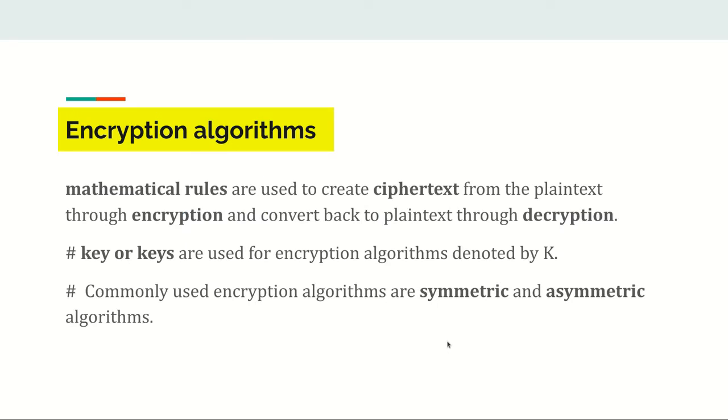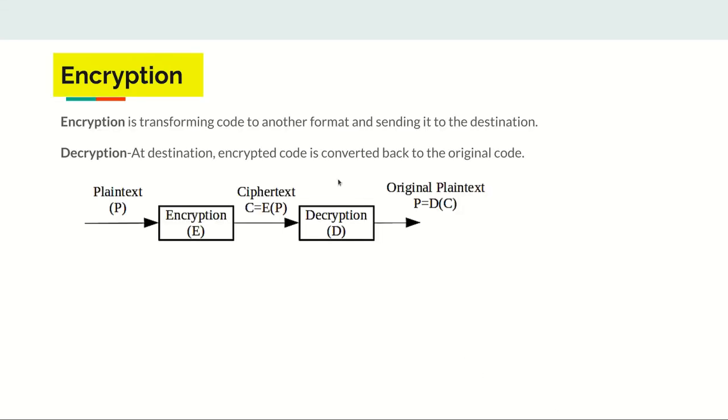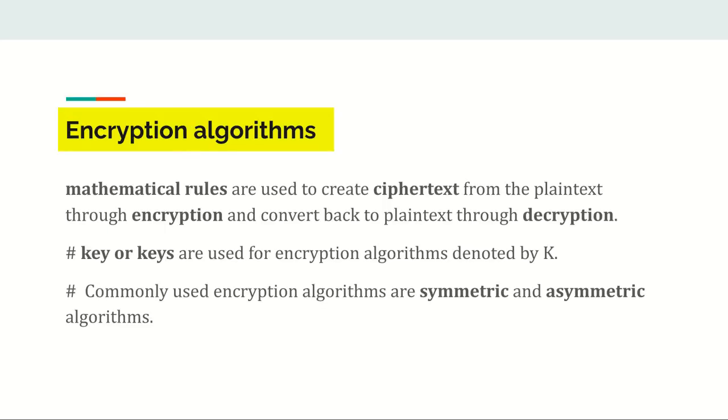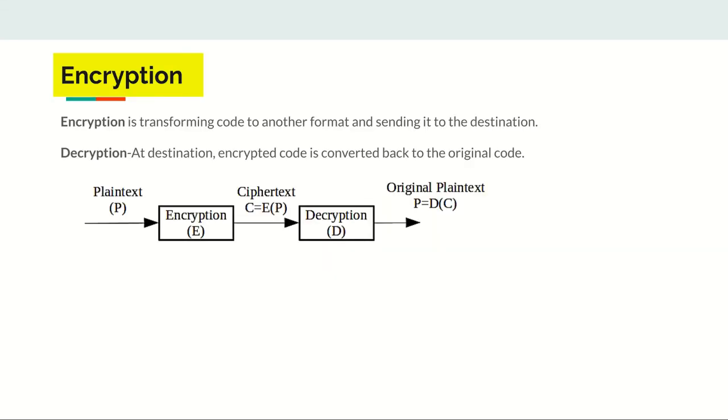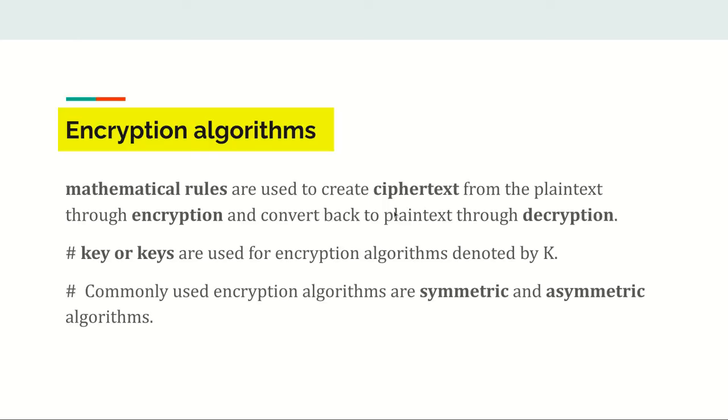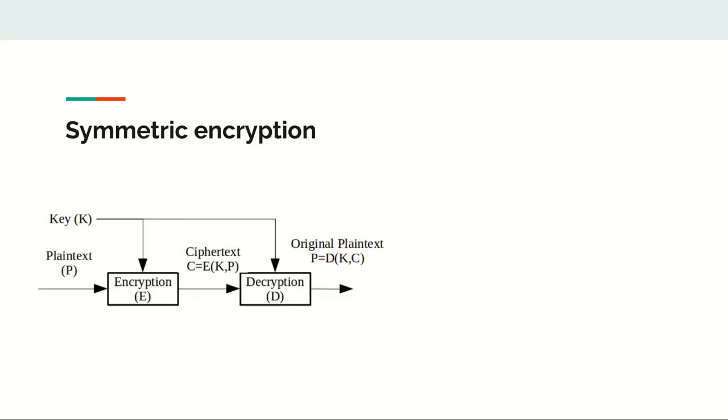Encryption algorithms: mathematical rules are used to create cipher text. Cipher text is this one, C, from the plain text through the encryption, and it is converted back to the plain text through decryption. Decryption is this one. Keys are used for encryption algorithms, denoted by K. Commonly used encryption algorithms are symmetric and asymmetric algorithms.